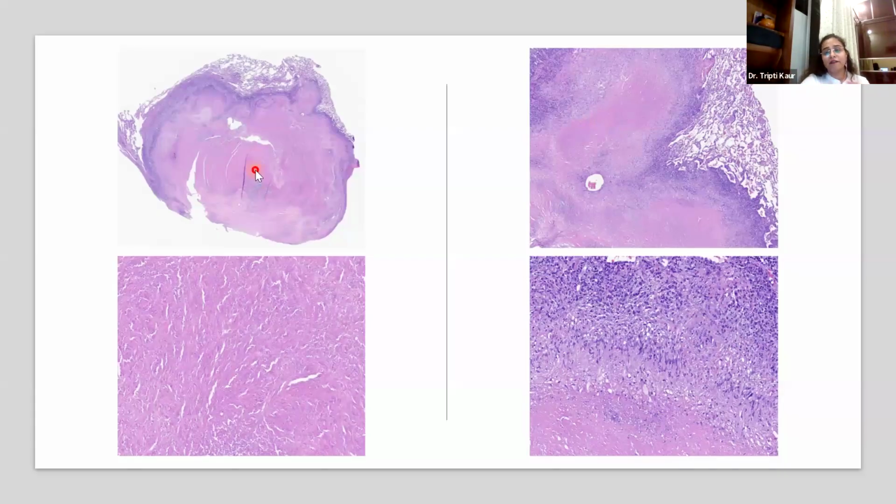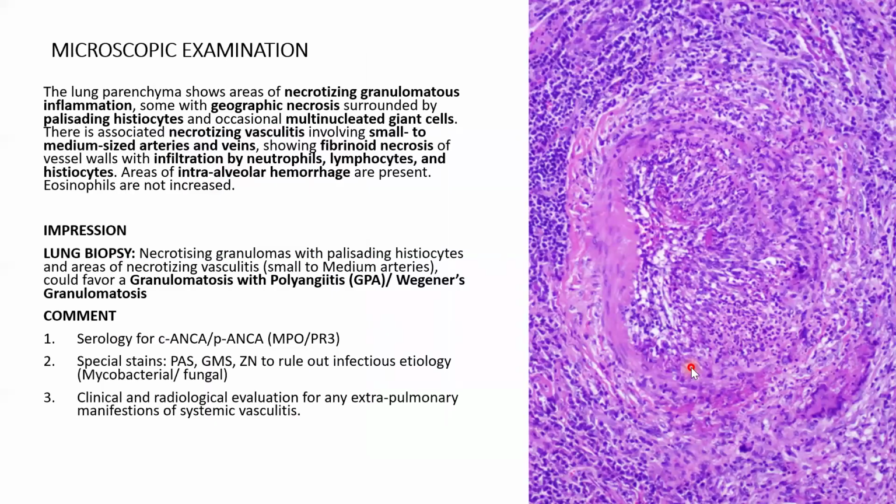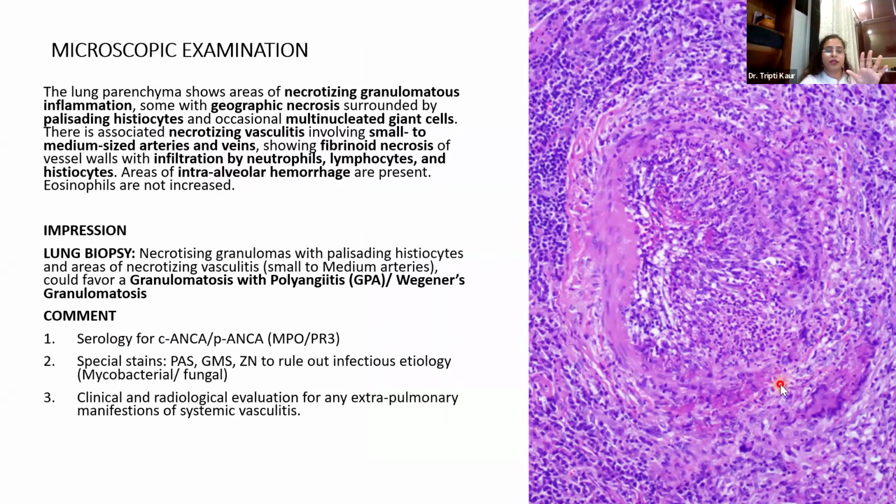eventually pink. But if you have a lot of nuclear debris inside the necrosis, you should think of GPA or a vasculitis picture. And you should always look for medium or small arteries, not the large arteries, for a necrotizing vasculitis. Whenever you find this kind of picture, please mention in your report that it's a necrotizing vasculitis. If you write only vasculitis, it may not be that specific, but necrotizing vasculitis is very specific for ANCA.